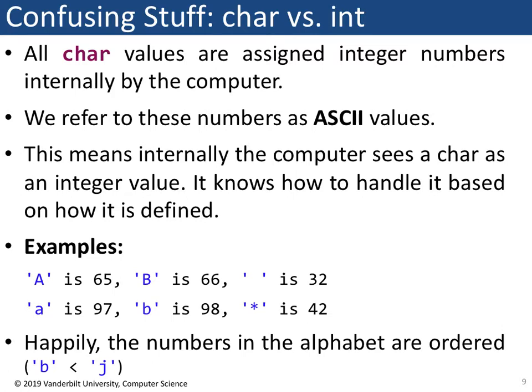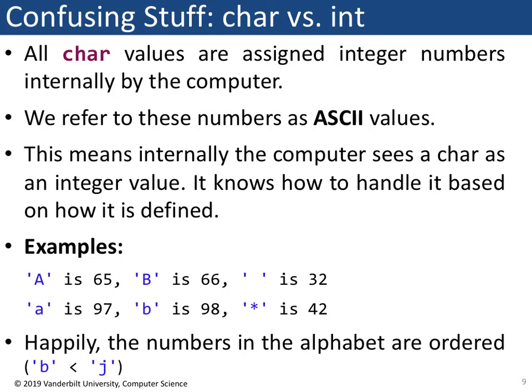So the solution that is used is called ASCII encoding. ASCII is just a numerical encoding which encodes letters as numbers. And that's how they're stored in the memory of the computer. So when a char has the value capital A, what's actually stored in the computer is the number 65. Capital B is 66. A space is 32. Lowercase a is 97. Lowercase b is 98. And the character star would be stored as the value 42.